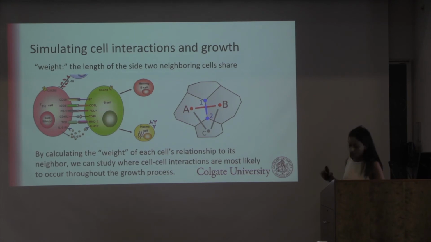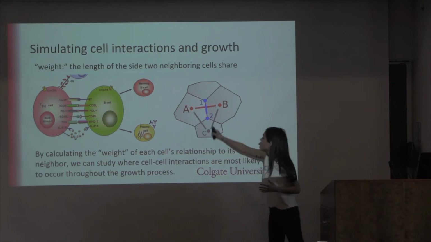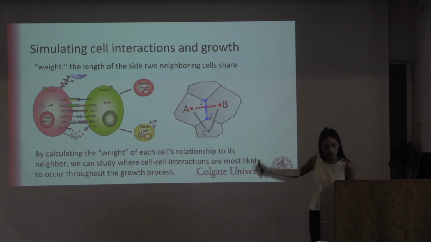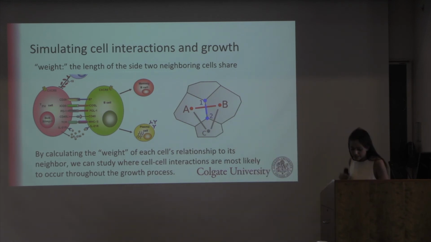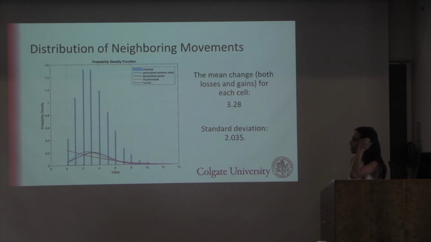To determine each cell's relation to its neighbor, we calculated the weight, which is the length of the edge that the two cells share. By looking at these weights, one could study where cell-to-cell interactions are most likely or most often to occur in passing of nutrients.